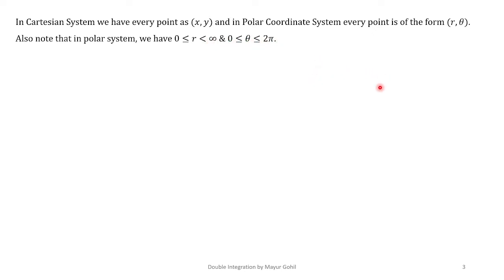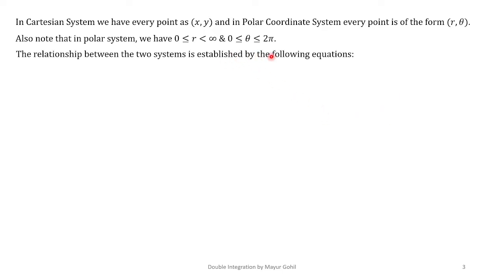Okay, so this is one important thing. Another important relationship between the Cartesian and the polar coordinate systems is x equals r cos theta and y equals r sin theta. Now when you simplify and get the relationship between the two, you will get x squared plus y squared equals r squared, and theta equals tan inverse of y by x.